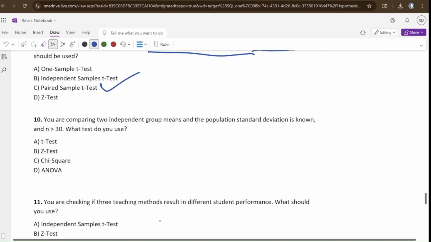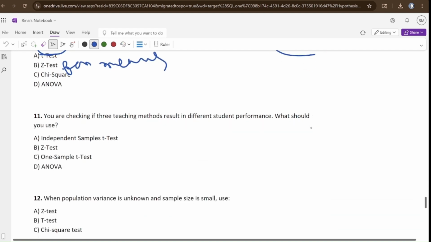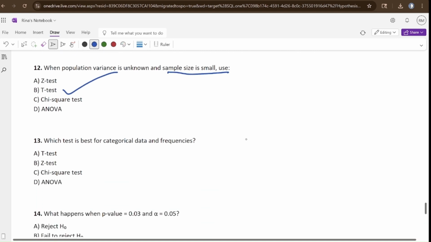Okay. Now, if you are comparing two independent group means and the population standard deviation is known, and greater than 30, it will go for G test for means. Okay, G test is of two types, for proportion and for means. Now, you are checking if three teaching methods result in different student performance. What should you use? Three methods, whenever more than two, you will go for ANOVA. Okay. When population variance is unknown and the sample size is small, you will go for t-test. When known and the sample size is large, you will go for G test.